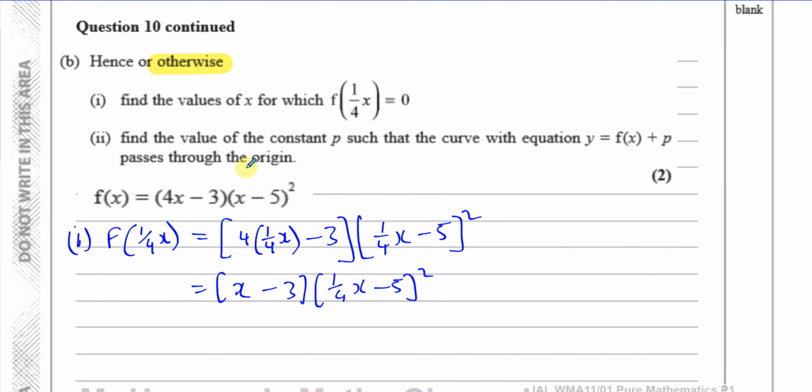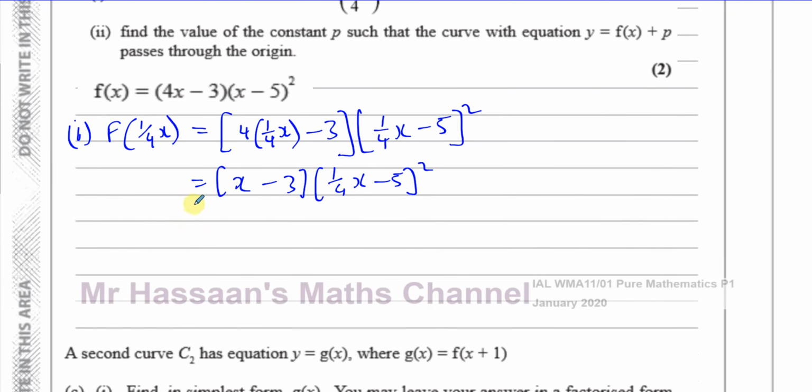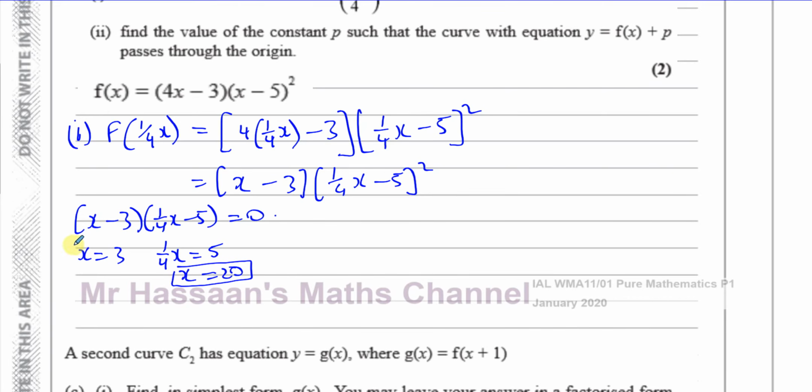Now, we want to find where this is equal to 0. Okay, so we have to solve the equation x minus 3 times a quarter x minus 5 equals 0, when f of a quarter x equals 0. So we can solve this. You say, okay, x minus 3 equals 0, so x equals 3. And a quarter x minus 5 equals 0, so a quarter x equals 5. So we can say x equals 20 by multiplying both sides by 4. So we have our 2 answers there done purely algebraically without even looking at the sketch.